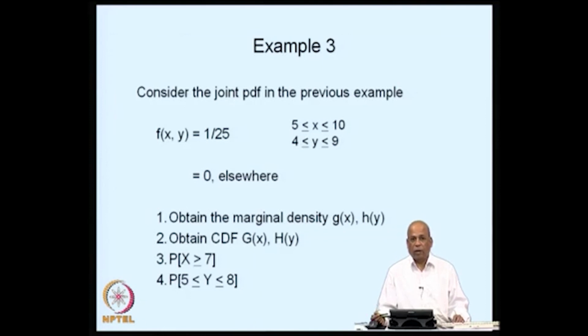Let us say f(x, y) is defined as 1 over 25, the same example that we talked of earlier, where x ranges between 5 and 10 and y goes between 4 and 9, and it is 0 elsewhere. So, first let us get the marginal densities g(x) and h(y). We will also obtain the associated CDFs. The capital G denotes the CDF of X and capital H denotes the CDF of Y, and then from this we should be able to get probabilities such as probability of X being greater than or equal to 7 and probability of Y lying between a certain range, 5 to 8.